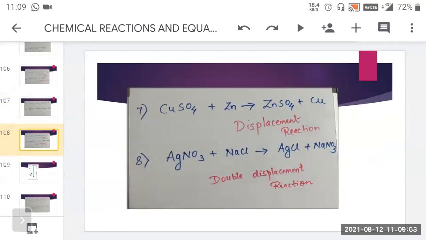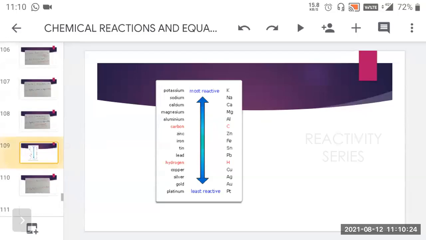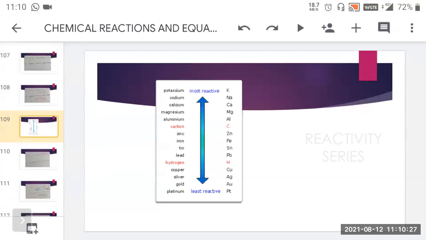So here you can see displacement reaction and double displacement reaction. This is the reactivity series for solving the single displacement reaction. You should know this series. In the previous lesson, I showed you one slide where how to learn this reactivity series was given. One sentence has been made there, so that it will be easier for you to learn the pattern of the reactivity series.